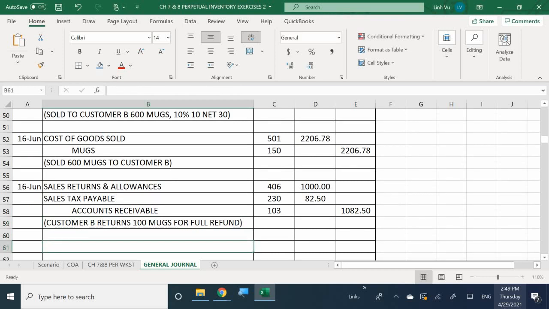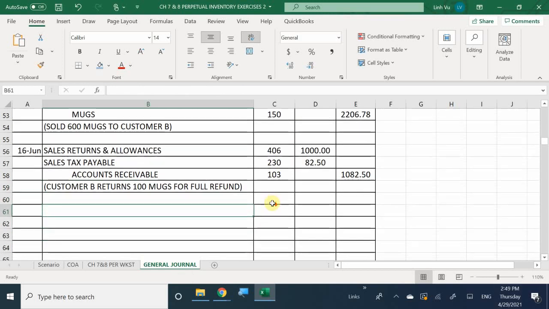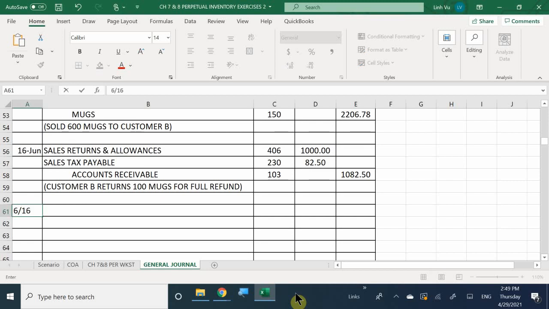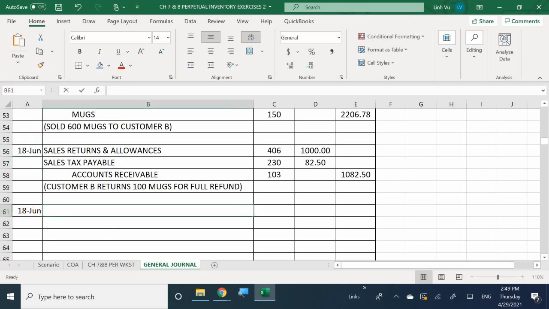Okay. So now that we calculated that part right there, can we move on forth, or is there something else that we need to also include? Inventory. We need to put the mugs back into inventory. So in this case, how am I going to journalize this? I'm on the 18th. Sorry, I put 16. So yes, we're going to place it back into inventory. So we're going to increase our mugs.